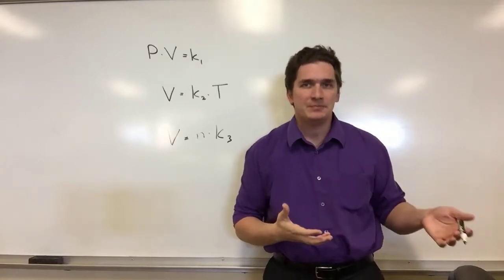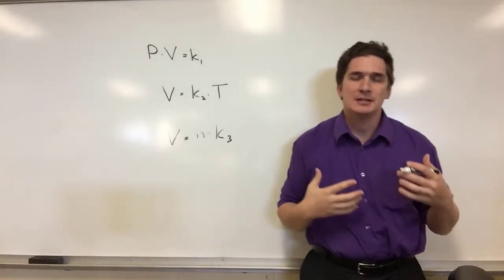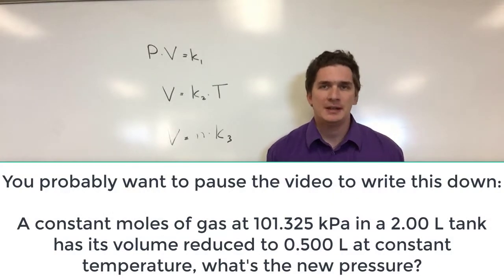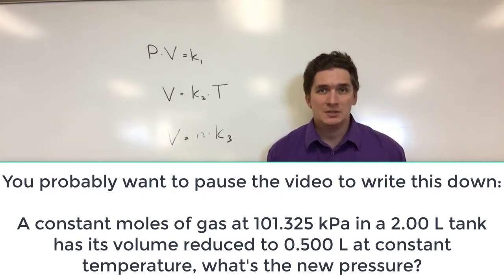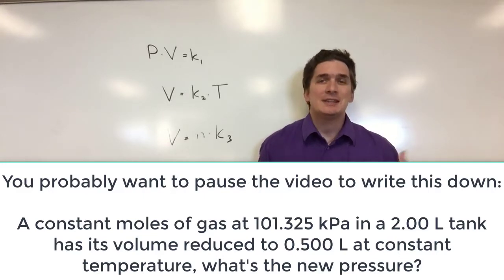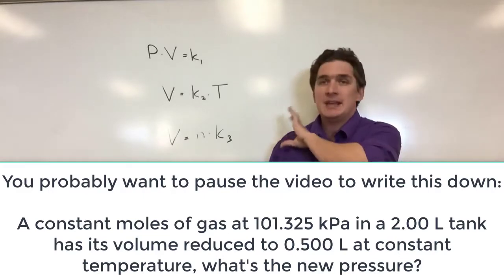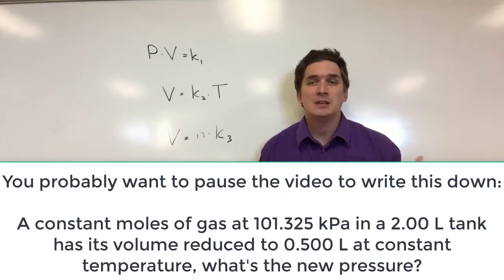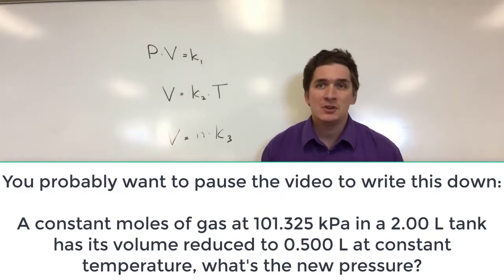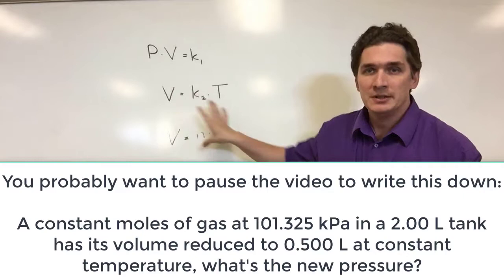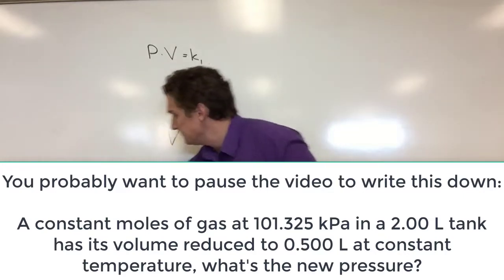Well, let's say you're given a problem. The given problem says that we're dealing with a gas with a 2-liter volume and 101.325 kilopascals of pressure. And at constant temperature and constant moles, we decrease the volume from 2 liters to 0.5 liters. What's the new pressure? To answer questions like this using these gas laws, the first thing you need to ask yourself is what's being held constant or what's being changed. In the problem I just gave you, I'm changing pressure and volume. So in this case, I'll be working with Boyle's law. I don't need to worry about these other two laws.